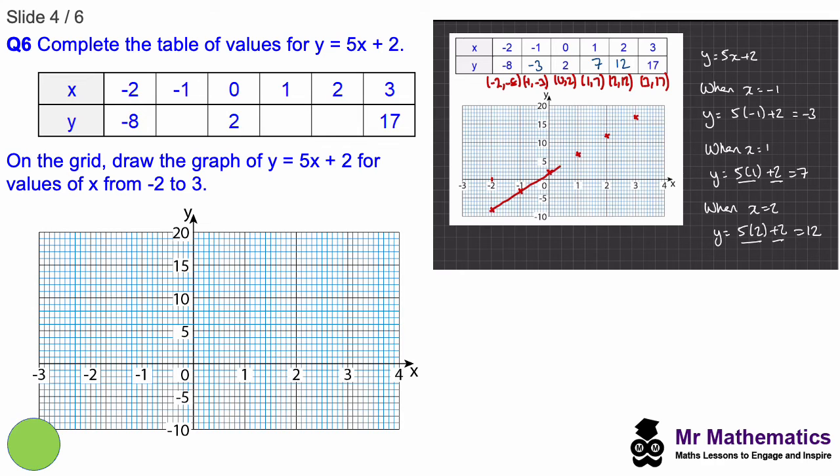Then we can join them all together with a straight line. And it's a good idea to carry the line on through the remainder of the grid. Okay? And this is the line y equals 5x plus 2.